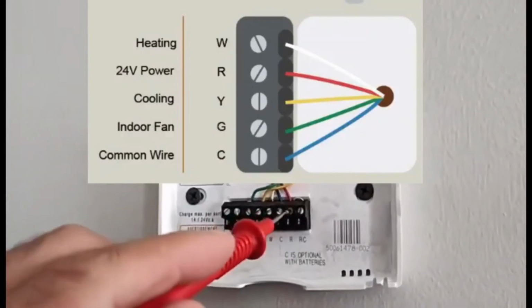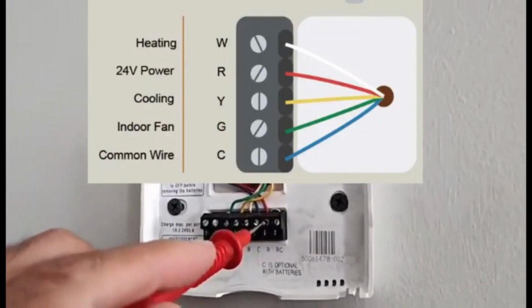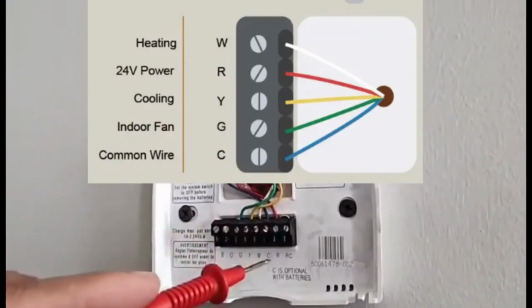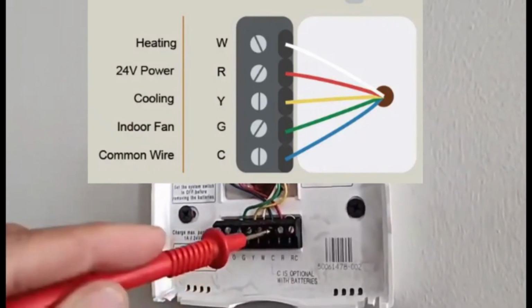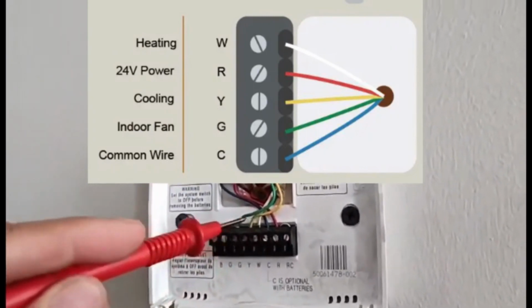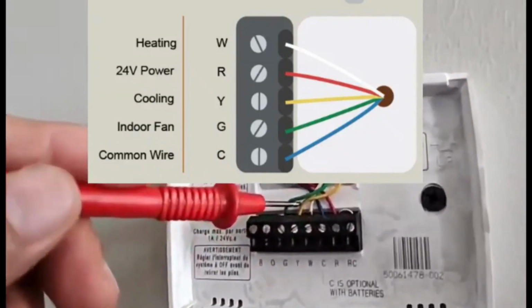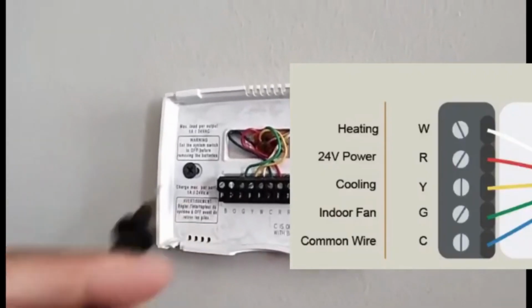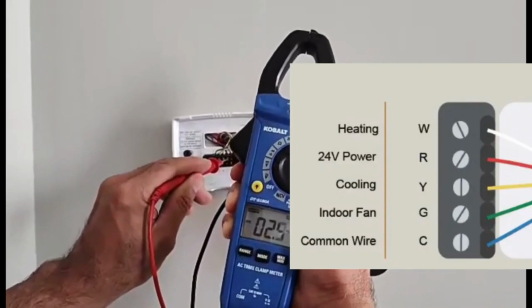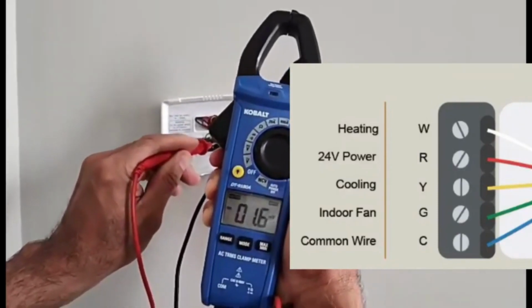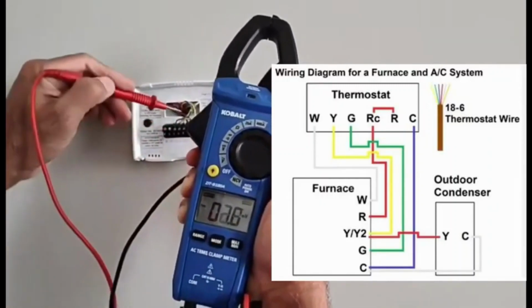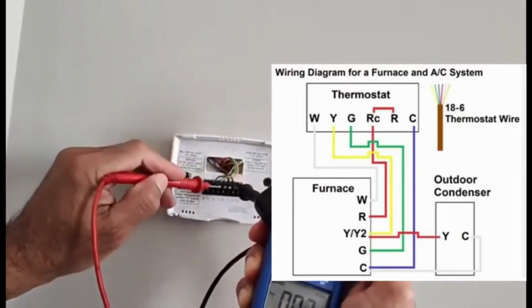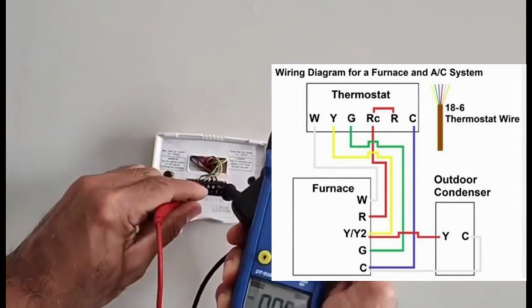The red is the 24 volts supply DC, and the C is the common for the 24 volts. The yellow is for the compressor, and the green is for the fan. So I don't have voltage on my thermostat. I'm going to check my positive 24 volts with respect to the compressor.